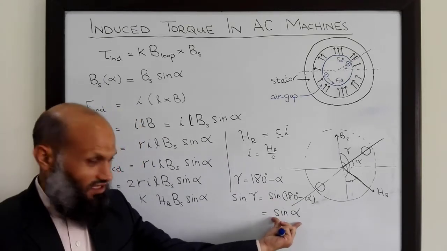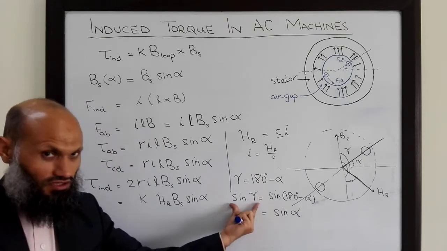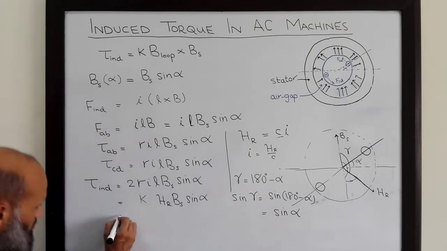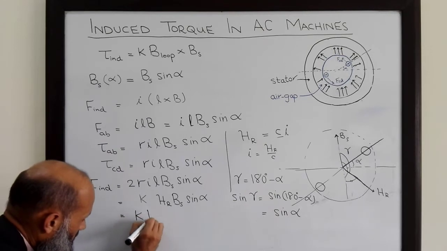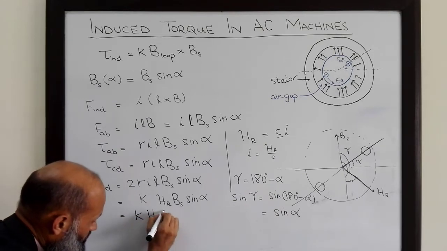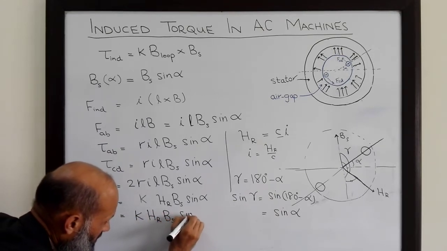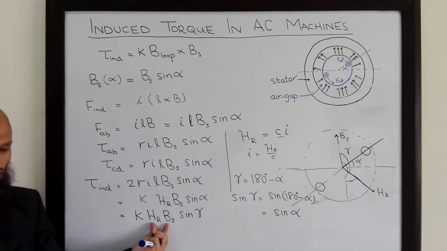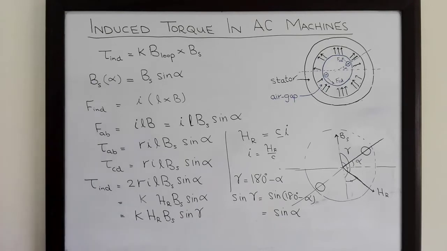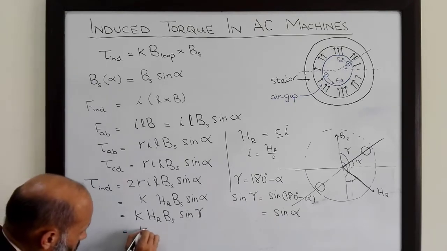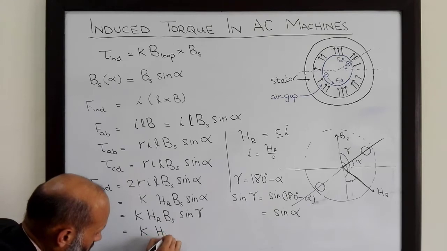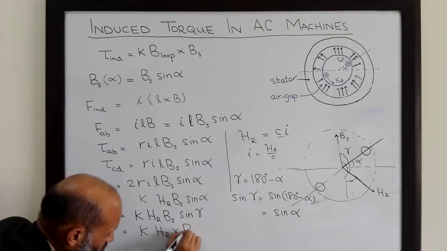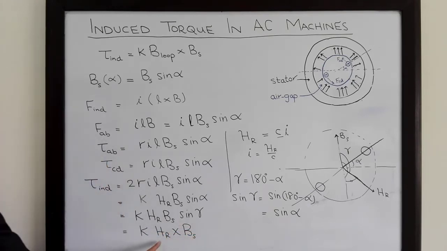Therefore, instead of sine alpha in this expression, we can also replace it with sine of gamma. So we have K HR Bs sine of gamma, where gamma is the angle between these two vectors, and therefore this is also equal to HR cross product of Bs. I have written HR cross Bs to keep the direction of induced torque the same.